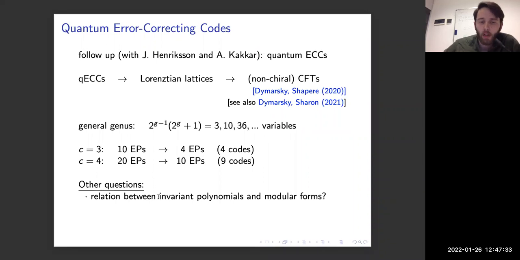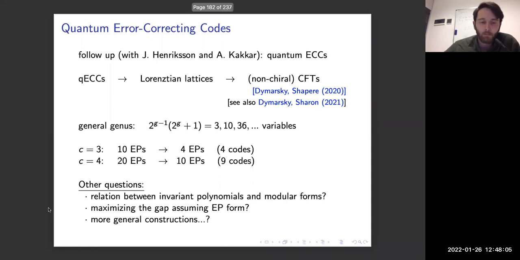We've classified the ring of invariant polynomials, and it has a finite number of generators. I don't think modular forms do, although I'm not sure. So that would be something to explore. Another question would be to try to maximize the gap, assuming an enumerator polynomial form. So this enumerator polynomial form is a really simplifying ansatz for a partition function. And it'd be interesting to see if you do this and then try to do some sort of traditional modular bootstrap approach, then what you can see.